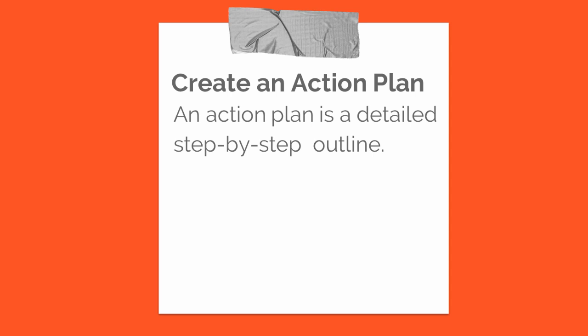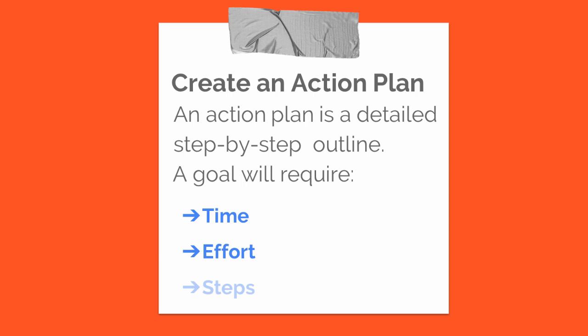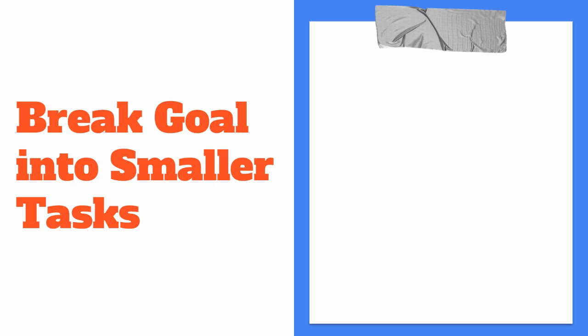An action plan is a detailed step-by-step outline of the actions you will have to complete in order to reach your goals. A goal will not get achieved by itself, and it certainly will not get accomplished in one step. A goal will require time, effort, and many steps to reach your end result. Begin your plan by breaking your goal into smaller, more manageable steps. When you break a goal down into smaller tasks, the actions you need to take to achieve those goals become clearer. Every goal can be broken down into many steps.